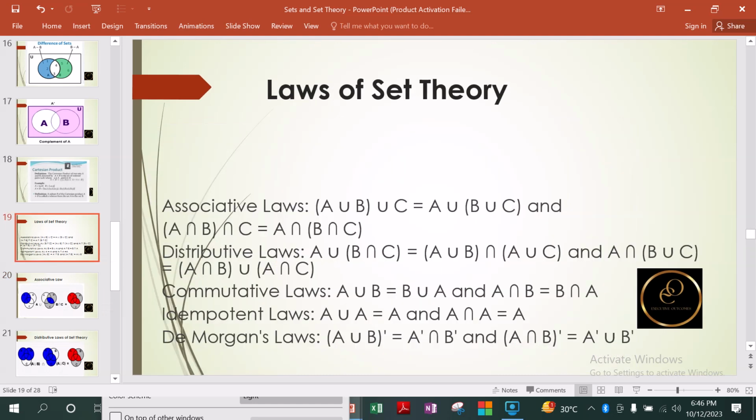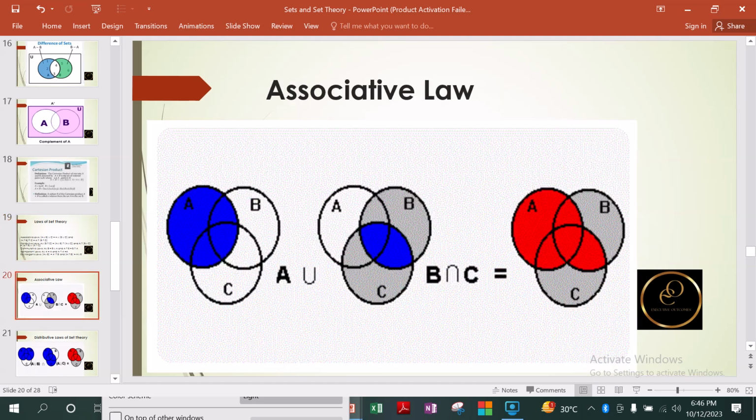From what you have seen here, you have A union (B union C) is the same as (A union B) union C. And also A intersection (B intersection C) is the same as (A intersection B) intersection C. So that's what this is trying to demonstrate as the Venn diagram.